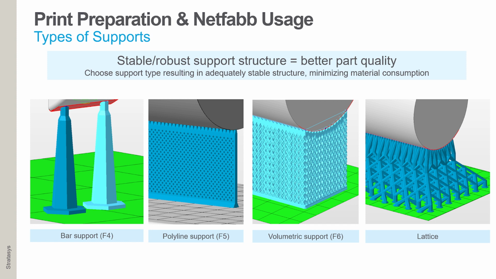Selecting the right type of support for different part features can affect part stability, material usage, and the time it takes to create these structures. Each type of support has advantages in different printing scenarios.